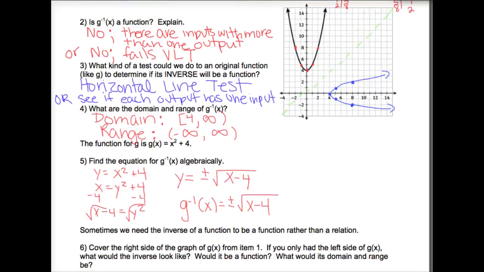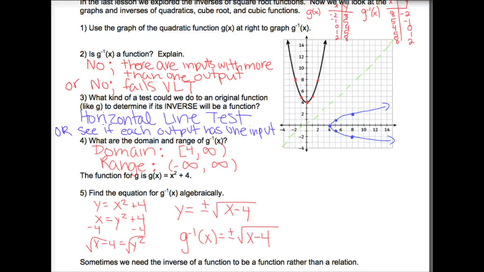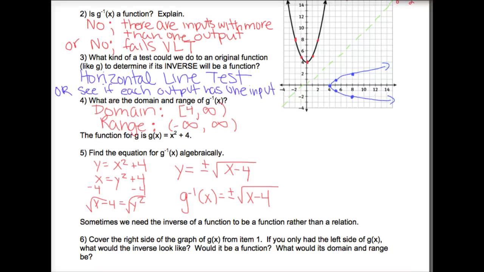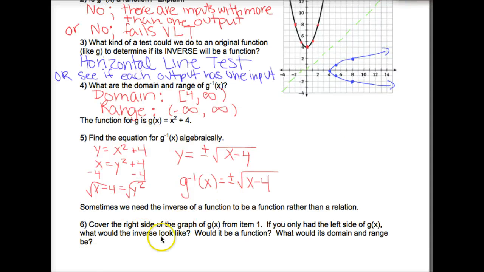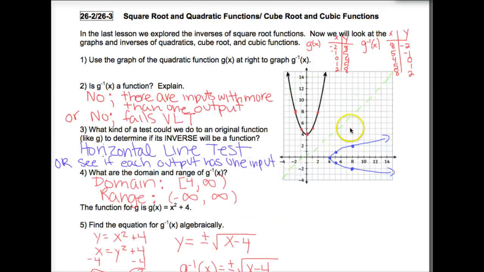So, if I do what it says in number 6 here, if I were to take my hand and cover the right side of the graph. Now, obviously, you can't see my hand on the video, so go ahead, take your hand, cover up the right side of the original g of x function so that you're only looking at the left side. If you only had that left side of g of x, it asks, what would the inverse look like? Well, the left side here is just this part.